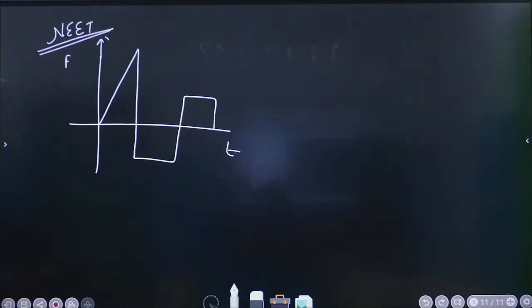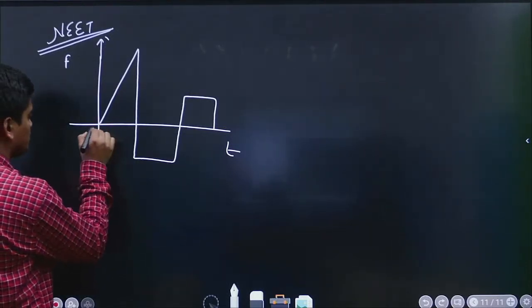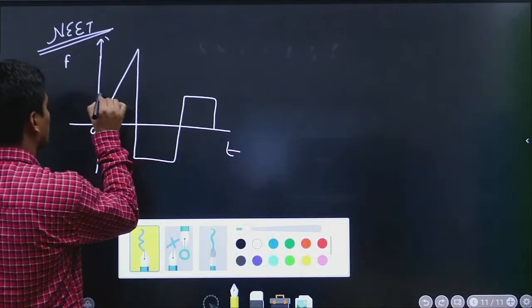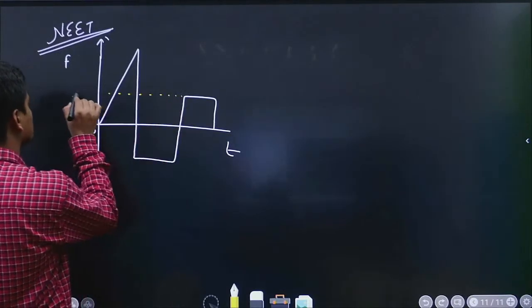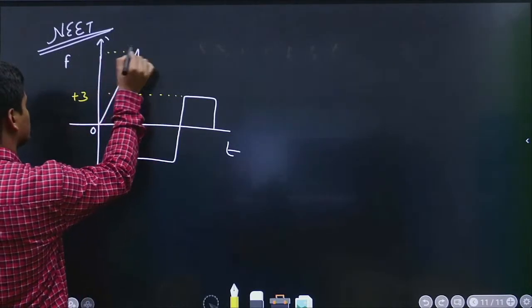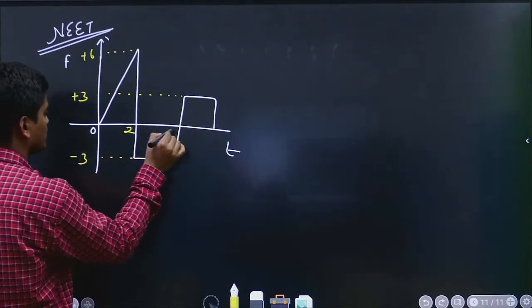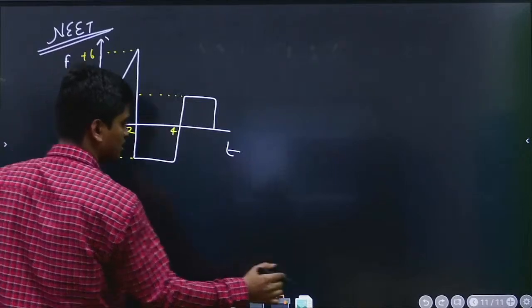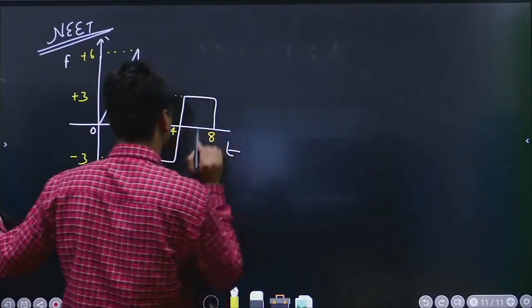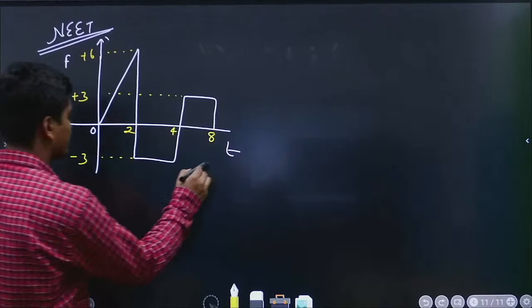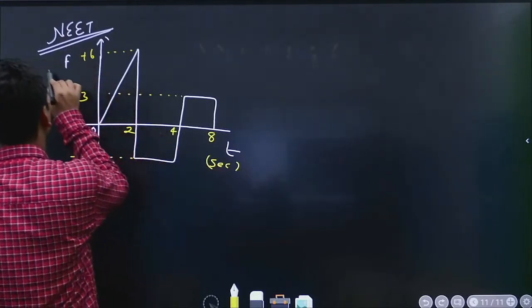Consider a graph. Now here, this is your 0, and this reference I am giving in yellow color. So this reference is given as +3, and this is your +6, and this is your -3. It is 2 seconds, 4 seconds, 6 seconds, like that it is taken. Here 8 seconds, something like that. Okay, so here it is 2, 4 and 8. So this T is in seconds, and the force is in Newton.